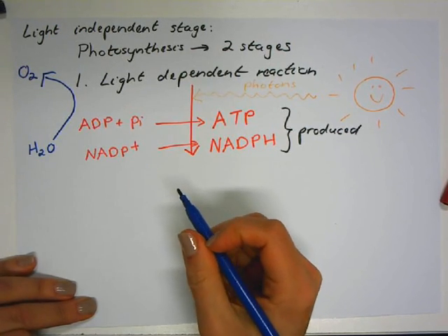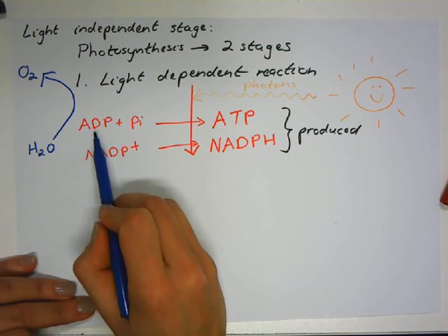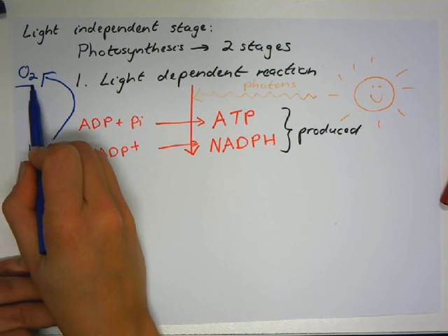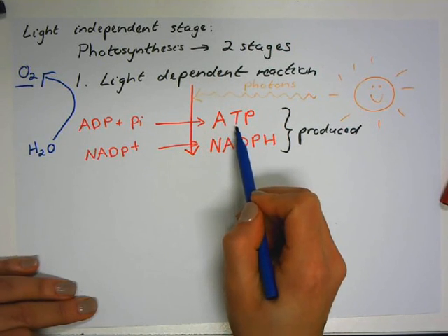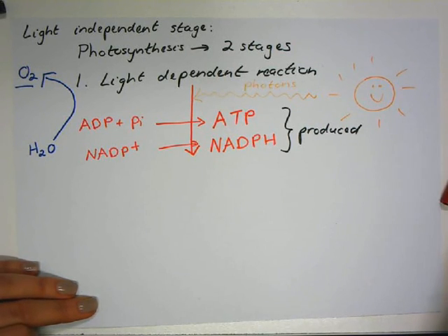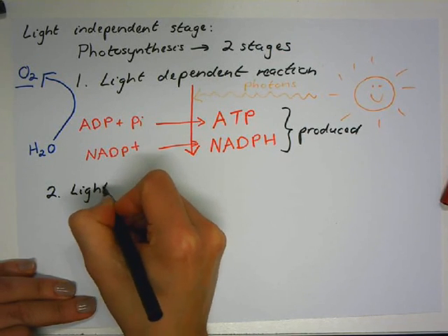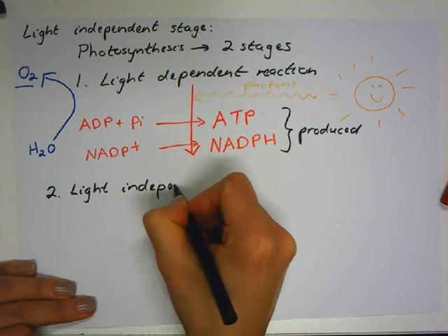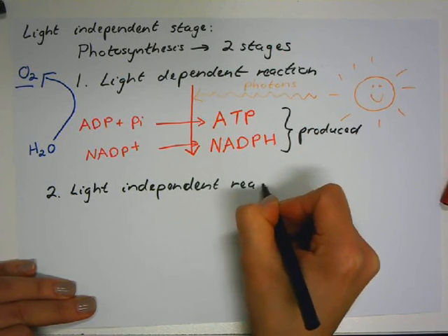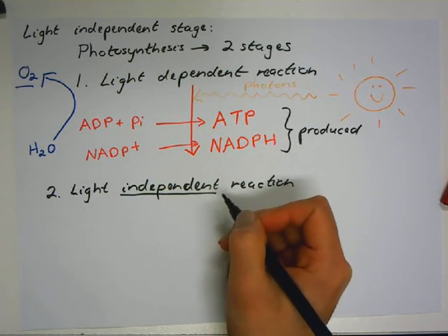So what are the reactants? We need water, ADP plus Pi, and NADP+. And what's produced? Oxygen, ATP, and NADPH. Now ATP and NADPH are really important for the second stage of photosynthesis, which is called the light independent reaction. It's called light independent because it doesn't need photons.